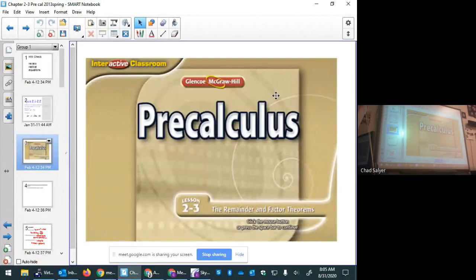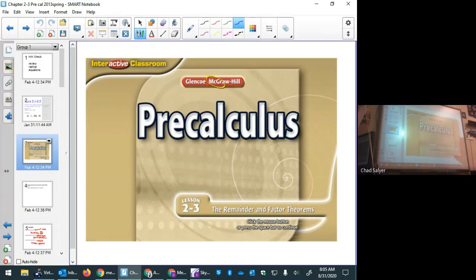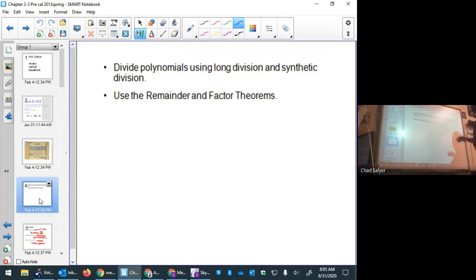Okay, guys, we're going to talk about Chapter 2, Part 3, which is the remainder and the factor theorems. These are related to polynomial division. We're going to divide polynomials using two methods, long division and synthetic division. And then we're going to apply the remainder and the factor theorems.